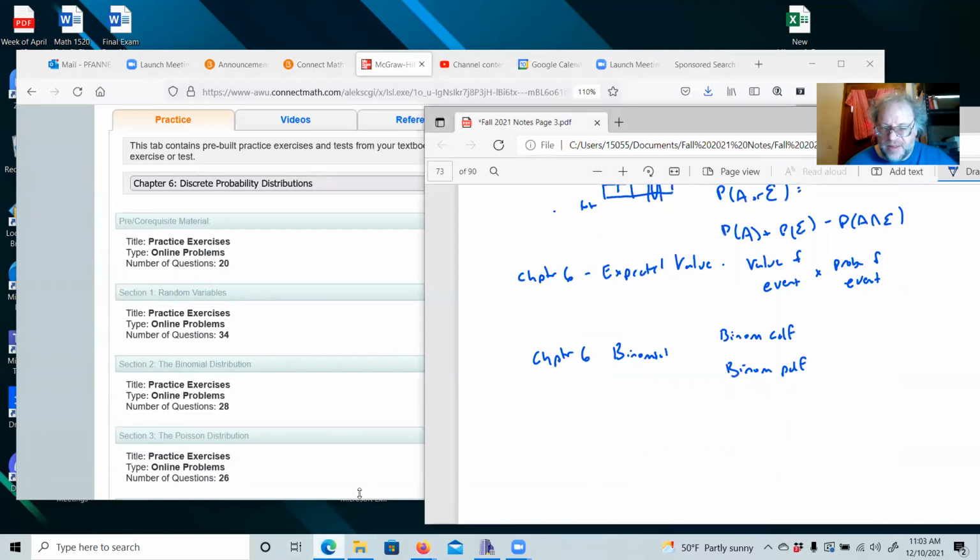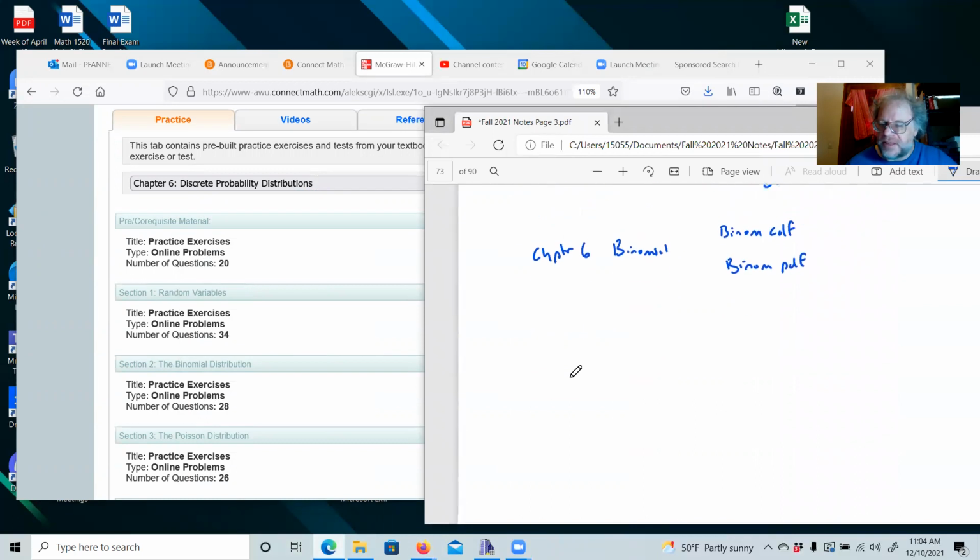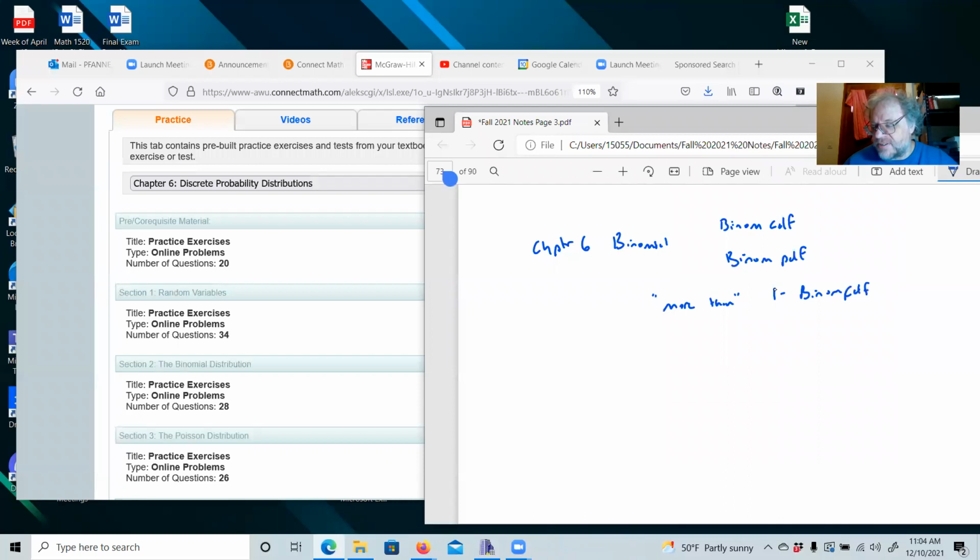Okay, so we could do that for binomial. Remember that's common too. If it says more than, it's usually a 1 minus. So greater than, more than, it's usually going to say 1 minus binom PDF. Okay, so there are other things to check for. Let's say more than, 1 minus binom CDF, because the CDF counts from 0 up to a certain number.